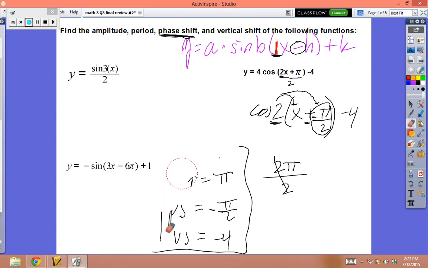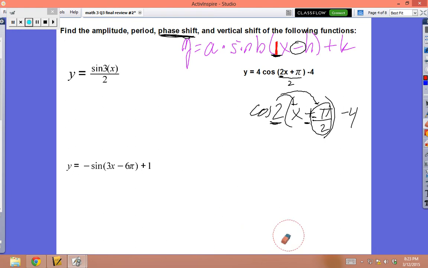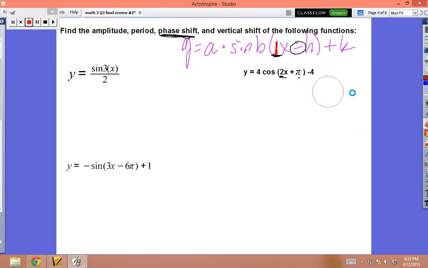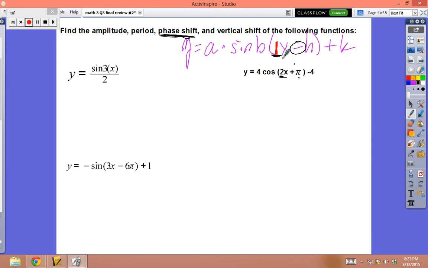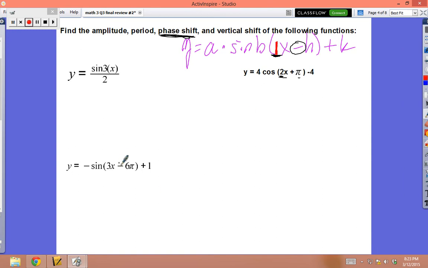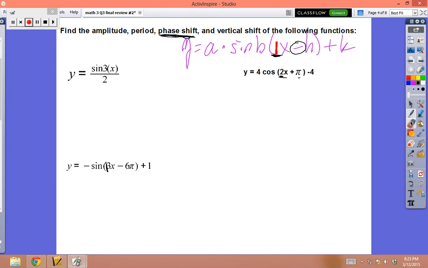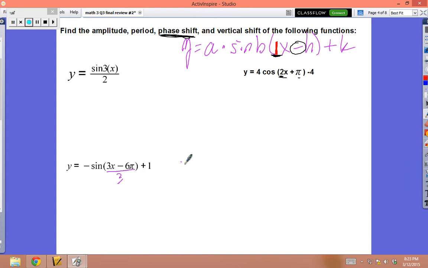This last one is kind of the same. We've got to get 1 in front of the x, and right now I don't have a 1, I've got a 3, so I need to factor out a 3. So let's divide both of these by 3, and let's rewrite this as y equals a negative sine of 3 times x minus 2 pi plus 1.